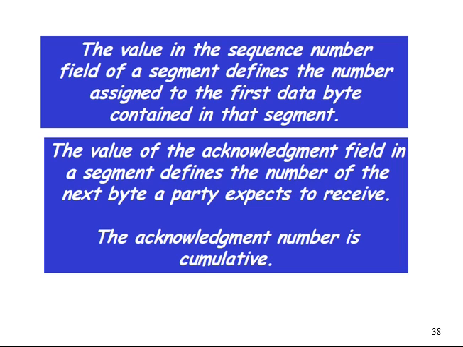Now the value in the sequence number field of the segment. Segment, as we have discussed, is in the transport layer. The value in the sequence number field of the segment defines the number assigned to the first data byte contained in that segment. The value of the acknowledgement field in the segment defines the number of the next byte that a party expects to receive. So what acknowledgement number I am expecting, that is the acknowledgement number.